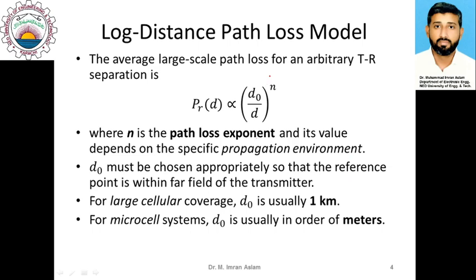So a more generalized model, which actually generalizes the free space path loss model as well as the two-ray ground reflection model, is this log distance path loss model, where we have a generalized parameter n, which can be calculated to find the specific behavior of an environment. And we will discuss an example as well in today's lecture, how we can calculate n from the measurements.